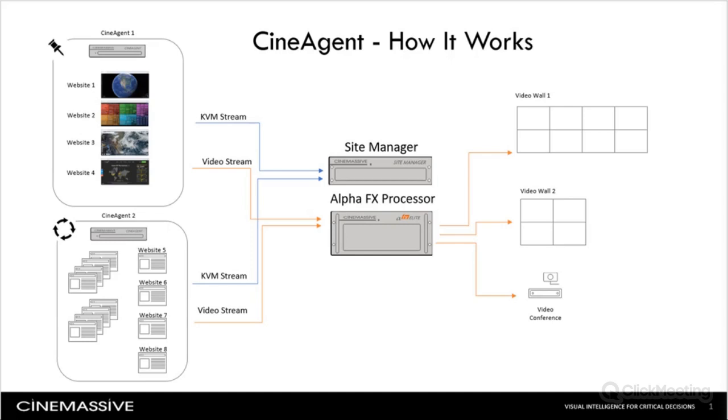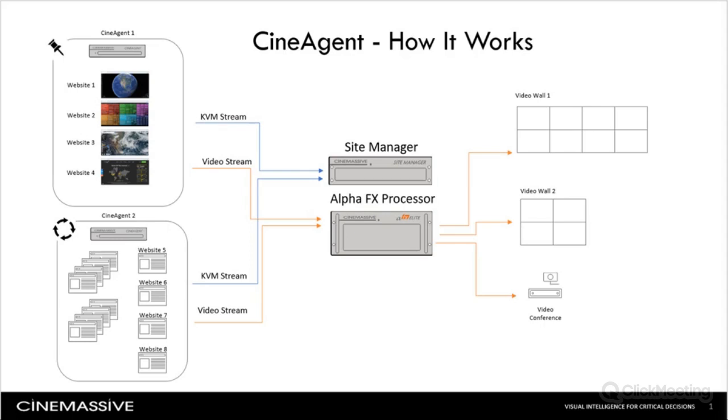Each CineAgent node, as we refer to them, is then sending two unique streams. One stream, which I call the video stream, is optimized for the Alpha FX processor. It's high quality, low latency, and a stream that processor can produce in varying quantities based on the configuration of the processor. The other stream is the KVM stream. This is the stream that the user interacts with in their user interface.